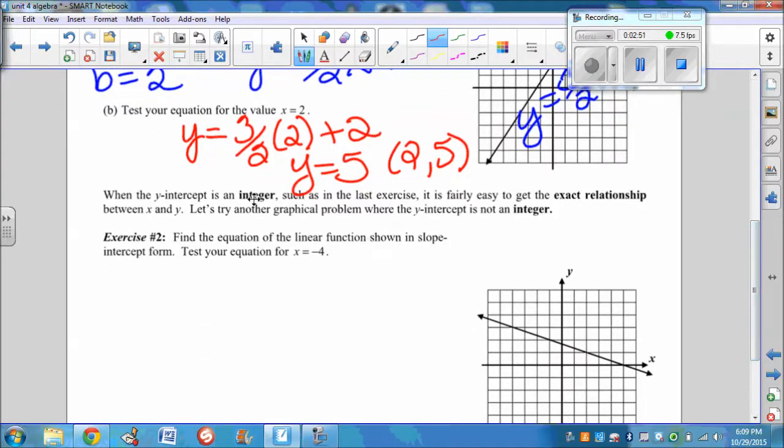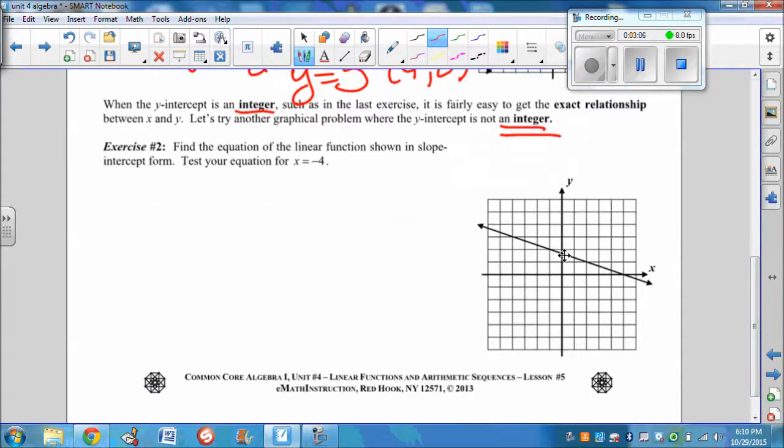It says when the y-intercept is an integer, such as what we just got done doing, our y-intercept was 2, it's fairly easy to get the exact relationship between x and y. Now let's look at another graph where the y-intercept is not an integer, meaning it doesn't cross at a nice, neat location on that y-axis. So it says find the equation of the linear function in slope-intercept form, and then we want to test when x is -4. So I'm going to write down, we still want slope-intercept form, so we still want our y equals mx plus b.